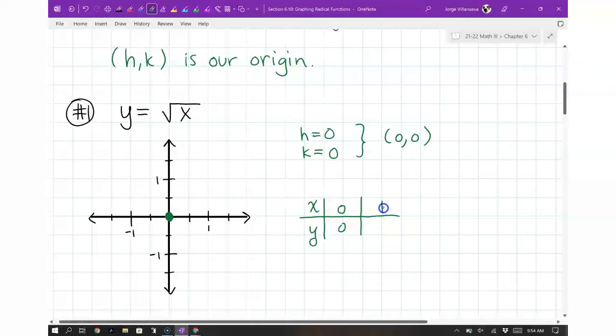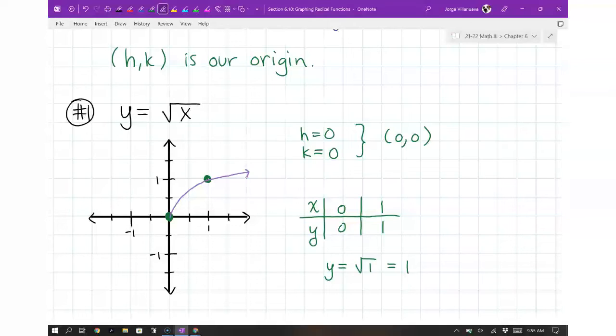Okay, I'm going to plug in x equal to 1 into my equation. So here we go. Y equal to the square root of 1, which is 1. So my other point is 1, 1. So this is all you have to do, guys, and then you're done. Finished. That's it.